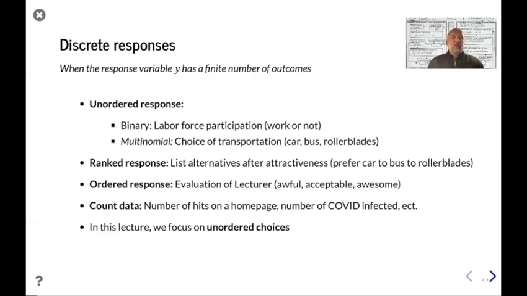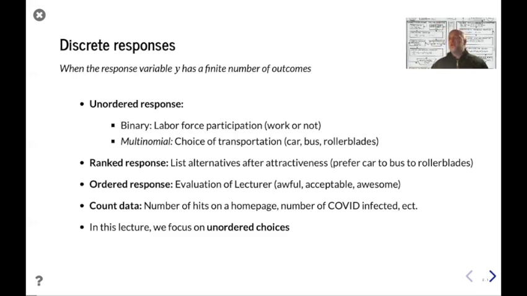Anyway, when a response variable has a finite number of outcomes, we say it's a discrete response, in contrast to a binary response. This can be classified into various different categories, and here are some of them, like unordered responses. That's what we're going to look at, the natural extension of the binary choice. Here's an example: choice of transportation. Should I take the car? Should I take the bike? Should I take the bus? Should I take the rollerblades? Should I take the metro? There are many different types of transportation you could utilize to get from home to work or wherever you want to go.